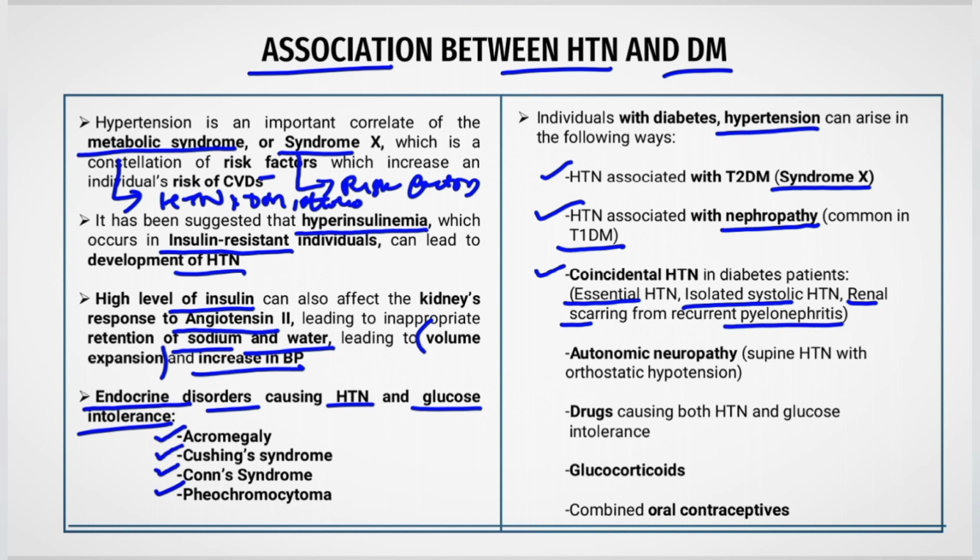It can also be seen with autonomic neuropathy, in which the person will have hypertension in the supine position with orthostatic hypotension. There are a few drugs which cause both metabolic complications, hypertension as well as glucose intolerance. If any person is taking glucocorticoids, then he can also develop hypertension in diabetes. The combined oral contraceptives have also been seen to be associated with the development of hypertension in patients with diabetes mellitus.